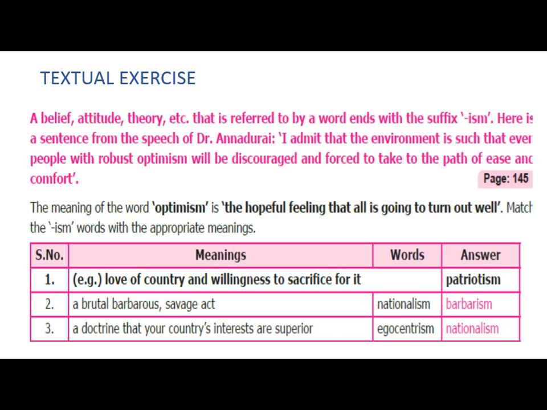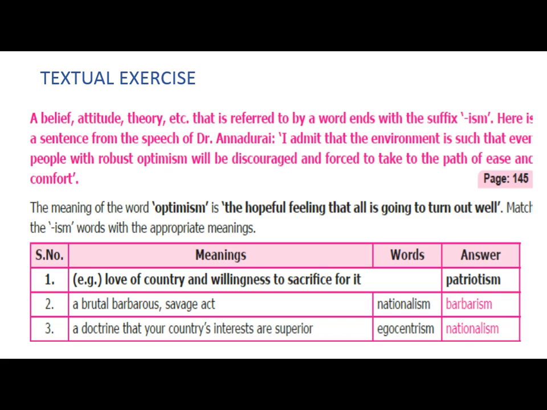Now we are going to see the textual exercises. A belief, attitude, theory, etc. that is referred to by a word ending with the suffix -ism. Here is a sentence from the speech of Dr. Annadurai: I admit that the environment is such that even people with robust optimism will be discouraged and forced to take to the path of ease and comfort.